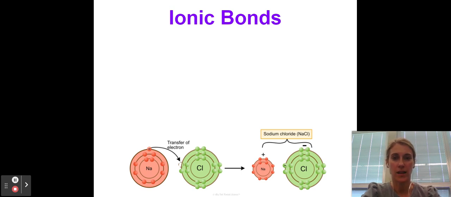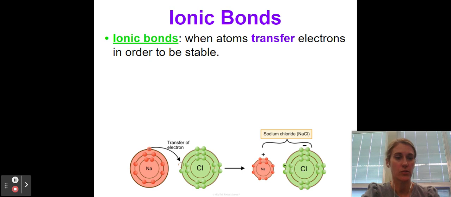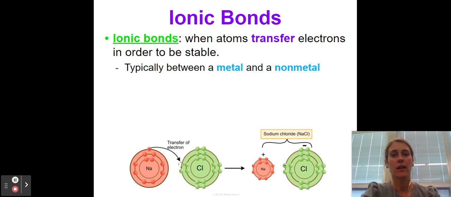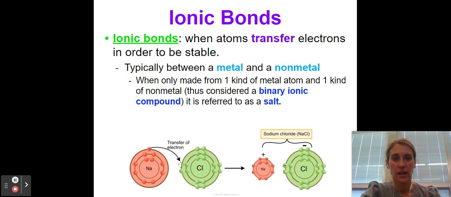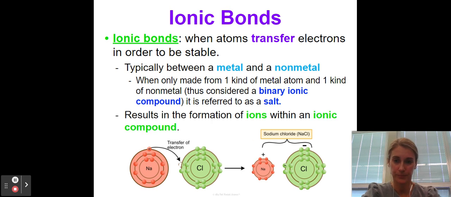Ionic bonds, on the other hand, transfer electrons in order to become stable. And they are typically between a metal and a nonmetal. So that's your big clue when you're looking at a formula. Is this ionic or covalent? If you have a metal that starts out the compound, it's ionic. So it's made of one kind of metal atom and one kind of nonmetal. This is called binary ionic compound, and it's referred to as a salt. Remember, salt is just a generic term. It can mean any metal nonmetal combo.